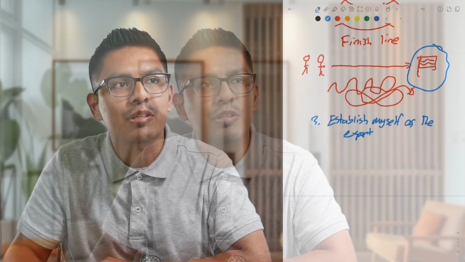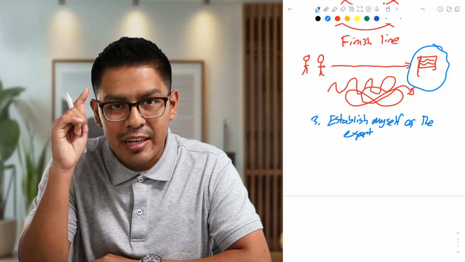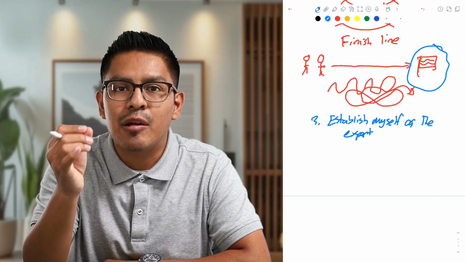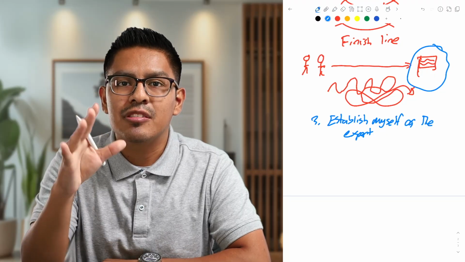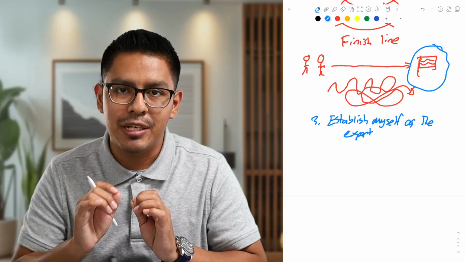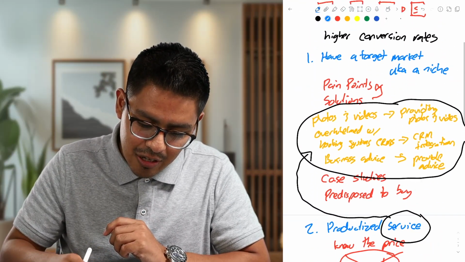So establish yourself as the expert. Let me go ahead and switch back to the whiteboard. Establish yourself as the expert. Again, go into the sales call with the mentality that it's not what the clients want. You're providing them what it is that they need. And also do what you can from a visual perspective to look like you take your job seriously. So those are the three things that I do to improve my sales call conversion rate.